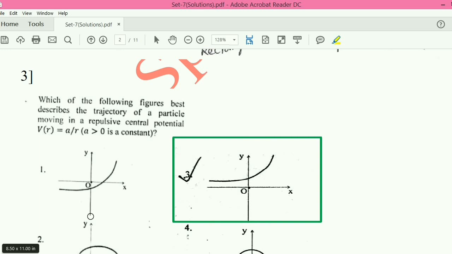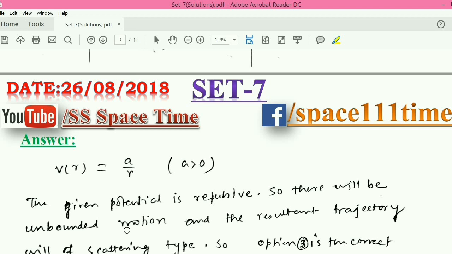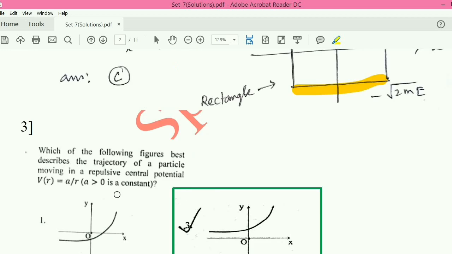Which of the following figures best describes the trajectory of a particle moving in a repulsive central potential V of r equals A by r, where A is greater than 0? As you can see, this is a repulsive potential, A by r. If you take the derivative, you will get the force. And from the form of the potential, as you can see, it has been told to be repulsive.